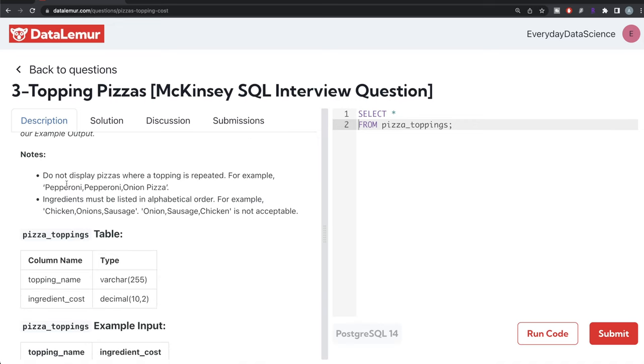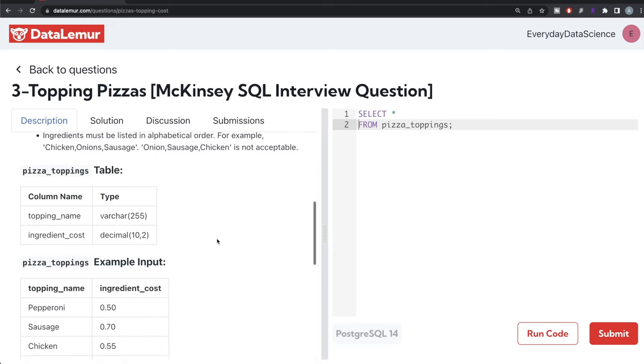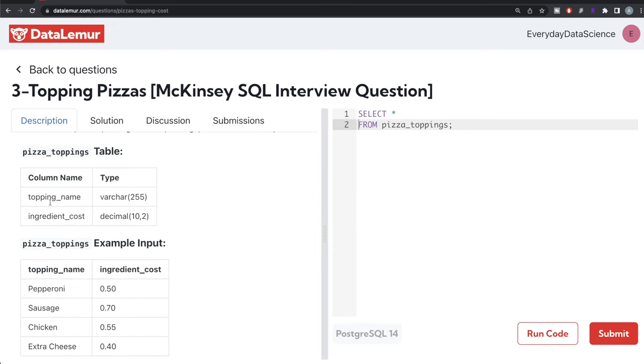Things to note: do not display pizzas where a topping is repeated. For example, this one. So there should not be any repetition, and ingredients must be listed in alphabetical order. So we are given a table called pizza toppings with two different columns, topping name and ingredient cost.